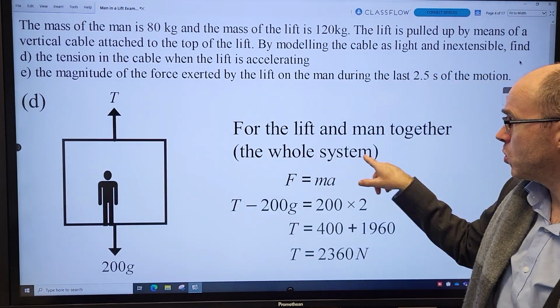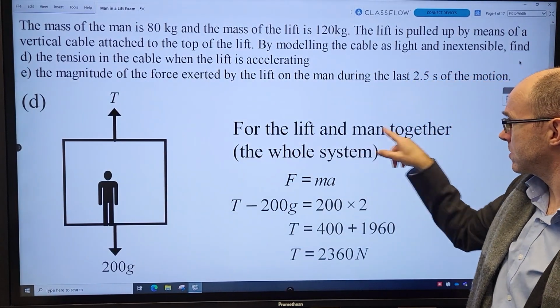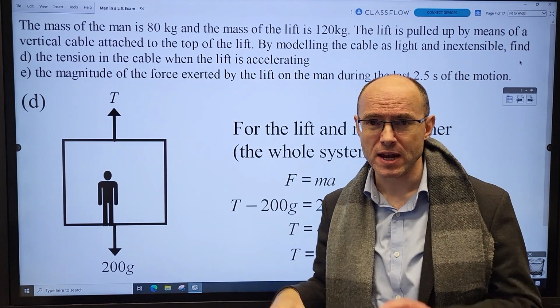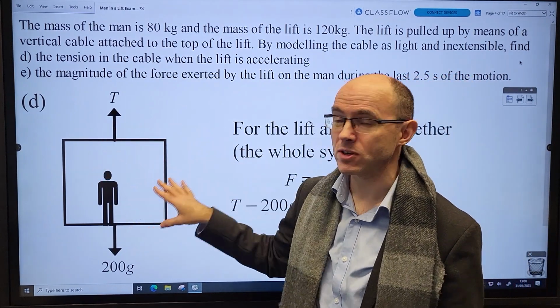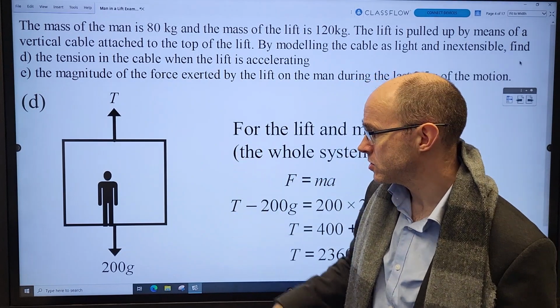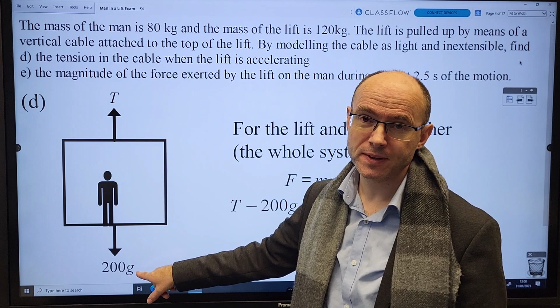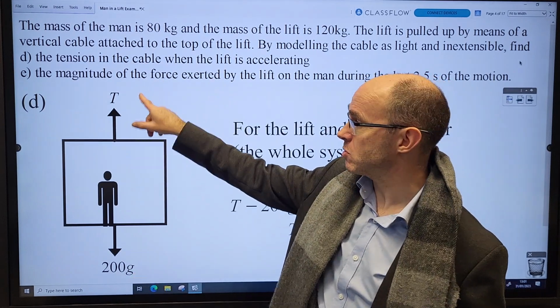This is sometimes called the whole system. The system as a whole includes the man and the lift, man and the elevator. So altogether, consider the combined mass: 120 plus 80, that's 200 kilograms. So the weight for the whole lift is 200 g. And then the tension is what we've got to find.